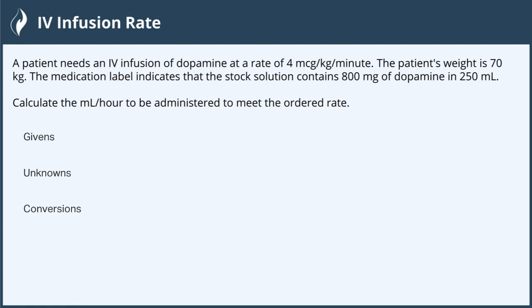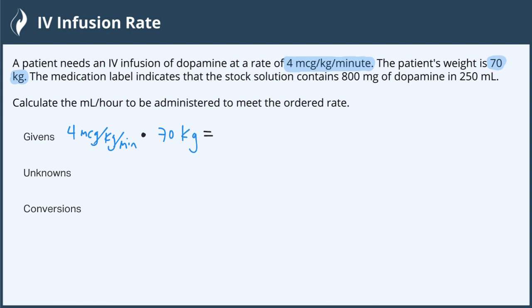So let's start at the beginning here, where we're told that the IV infusion has to be given at a rate of 4 micrograms per kilogram per minute, and also that the patient's weight is 70 kilograms. These are our two given values. Right away, we choose to multiply these two numbers. We do that because we know that this is a weight-based rate and we know the weight.